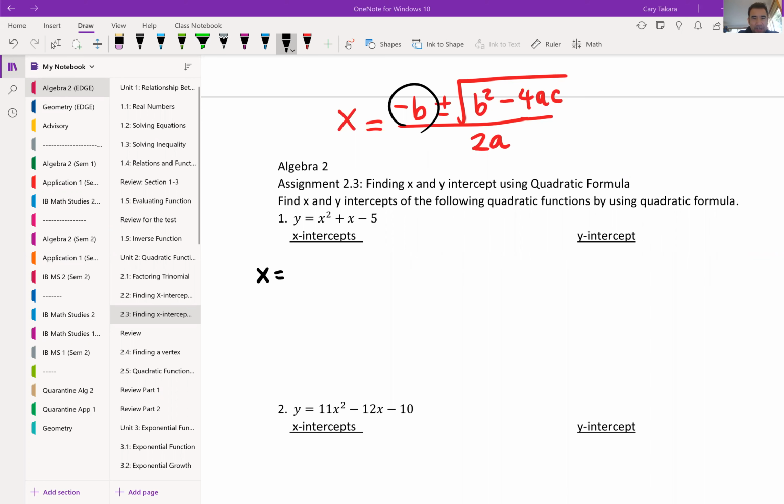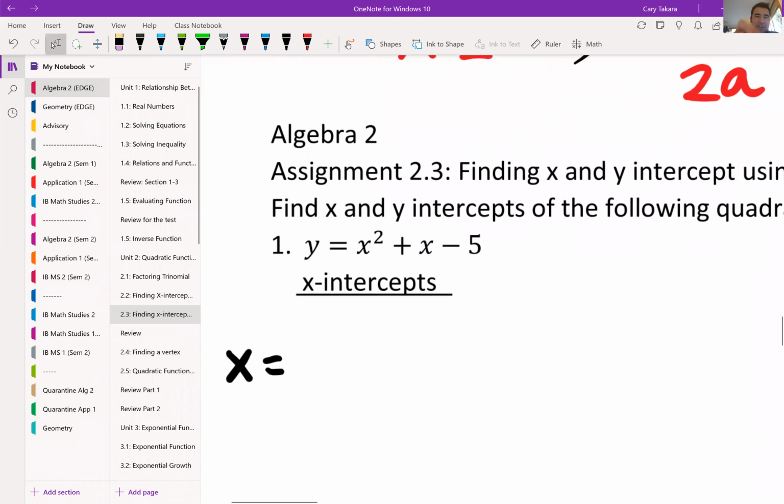So, should we try this one more time? Okay. Let's do this one. What is A, B, and C? You have to identify that first. A is going to be that one right here, right? That's A. B is also 1, isn't it? Okay. A is 1, B is 1, and C is -5. Is everybody okay on that?